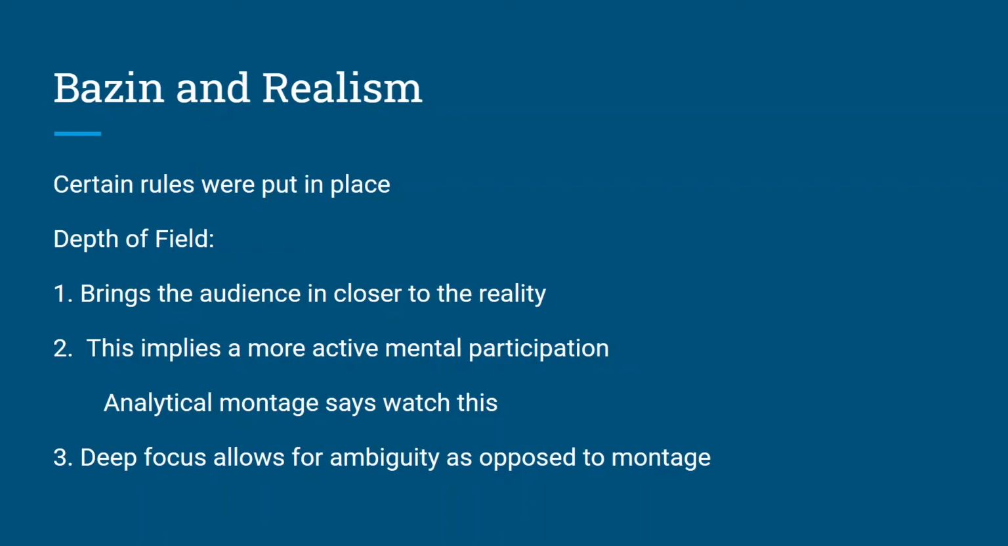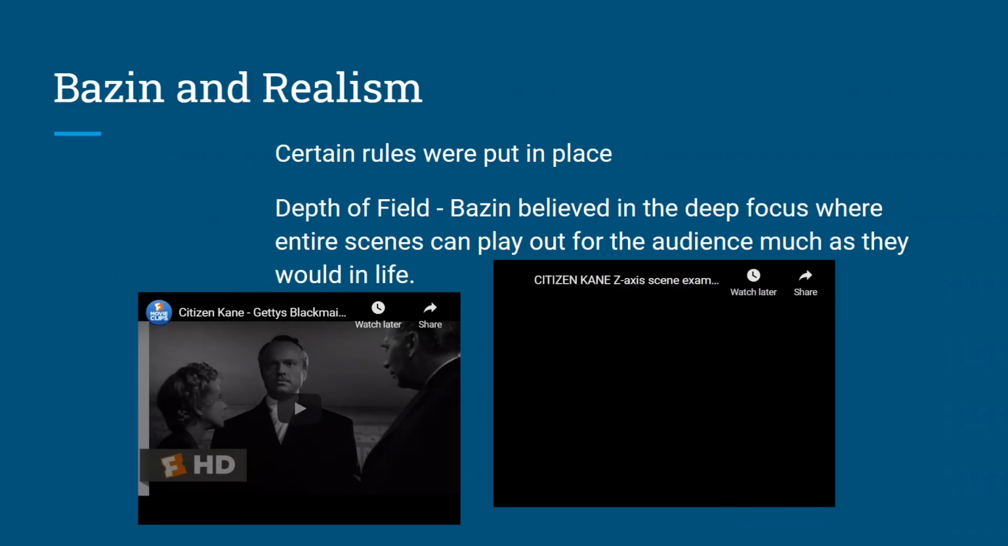Again, other rules that were put into place, that depth of field that we talked about, brings the audience in closer to the reality. And this is what he goes for in a lot of his arguments, is this implies more active mental participation. So instead of your eyes going around and finding it, the formalist will say, look at this. Deep focus, deep depth of field allows for ambiguity.